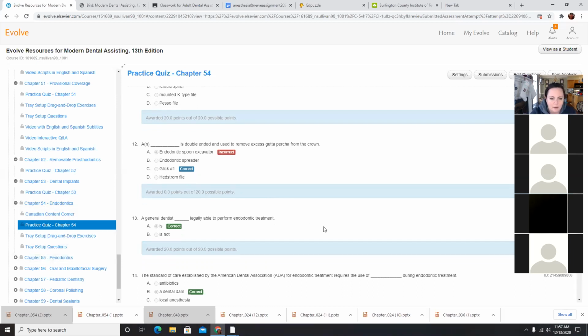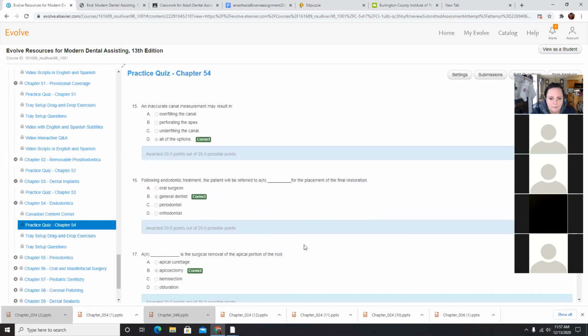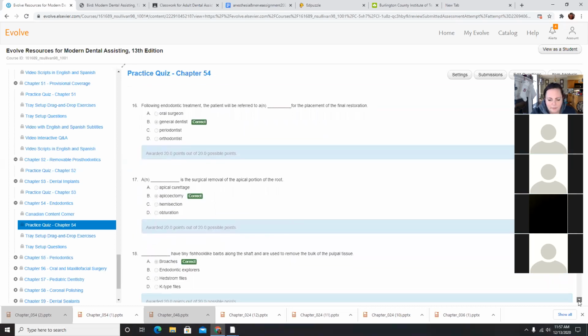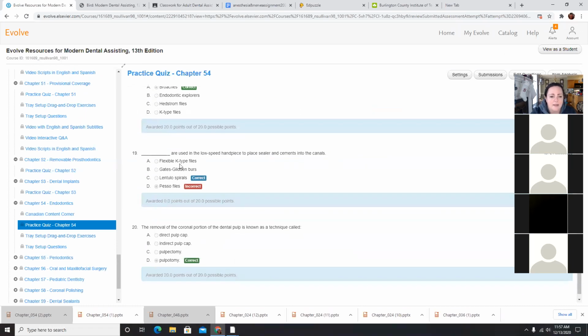So yes, the Lentulo spirals, I'm seeing them in my head. I don't see them on here. Lentulo spirals are either blue or red. And what the doctor does is dips them into the sealer or the cement, puts them in, and they spread the cement around. So those are Lentulo spirals. Even though it doesn't say it in here, the spirals are the ones that spread it around. I can't find them in here, but I know what they look like in my head.